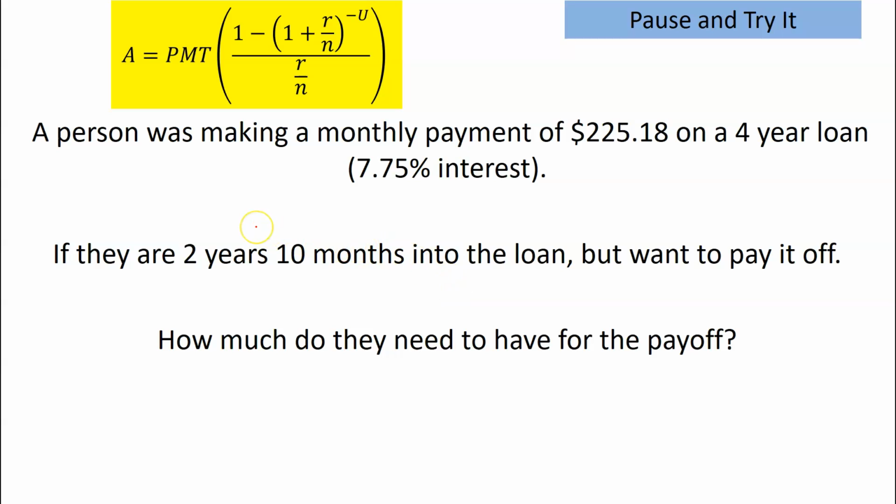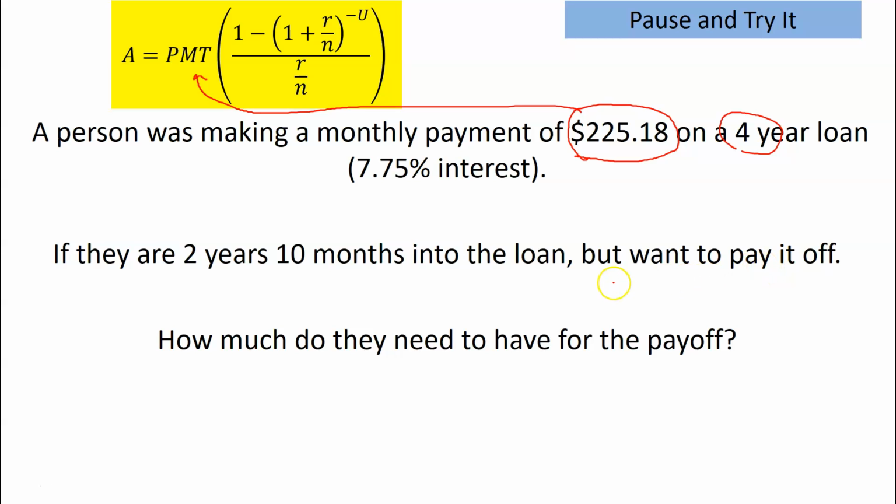Okay, so let's take a look at a situation here. A person was making a payment of $225.18, so that's going to be right there, on a 4-year loan. Okay, so that's going to be the N's. Then the interest rate was 7.75. They are 2 years, 10 months into the loan, but want to pay it off.